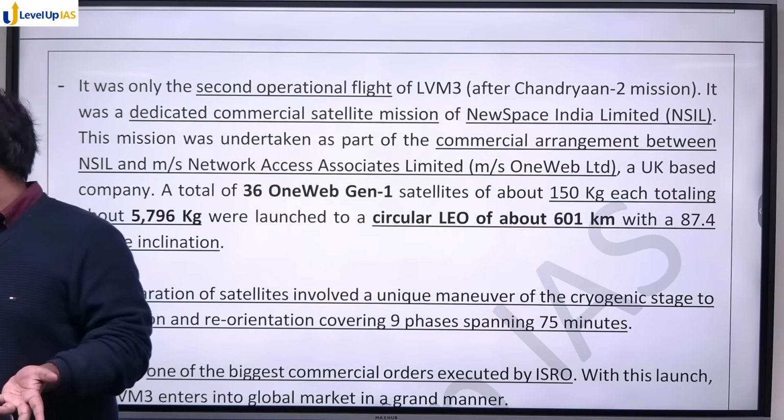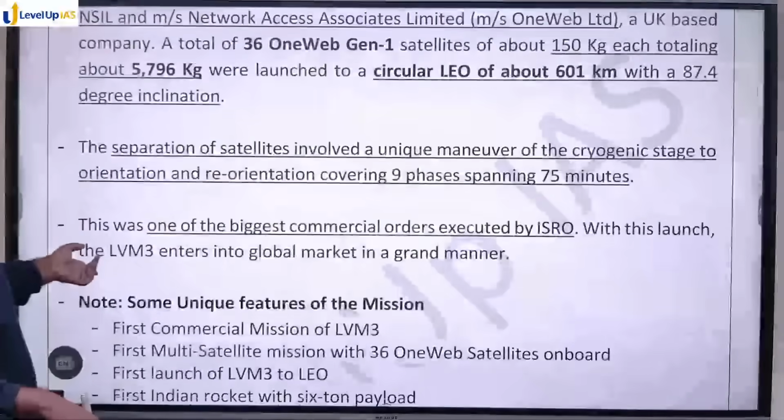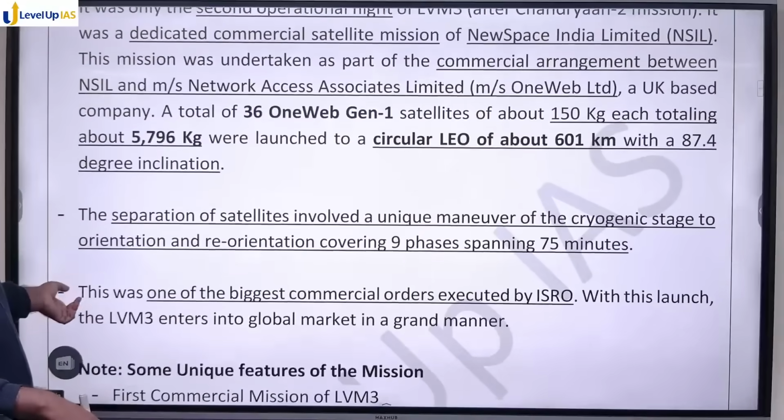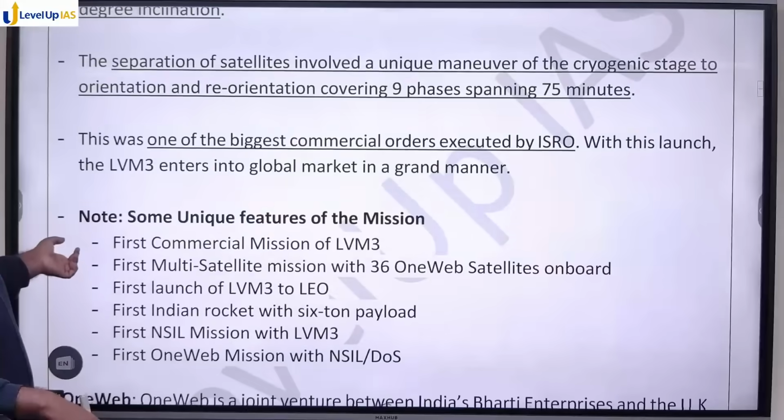Where would these satellites be launched? In low Earth orbit. So there's this company OneWeb. इनकी 150 plus satellites. 36 satellites weighing 150 kg each were launched by this.